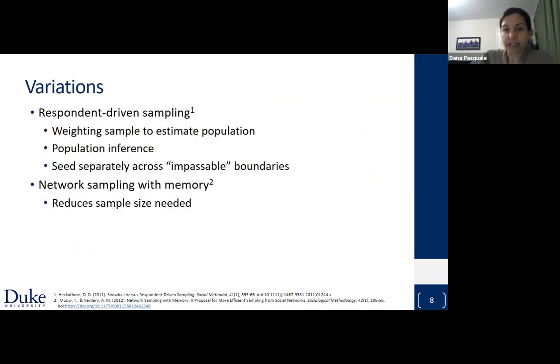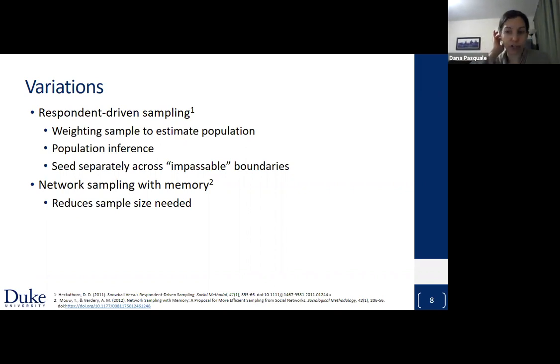So respondent-driven sampling is a set of variations on link tracing designs. The commonality among the set of variations is the calculation of a probability estimator that allows researchers to weight the sample to then estimate the population of interest, and then, of course, make inferences about the population while also having a sense of how biased the estimates might be. RDS samples do require the number of waves to be sufficiently large to reduce bias.